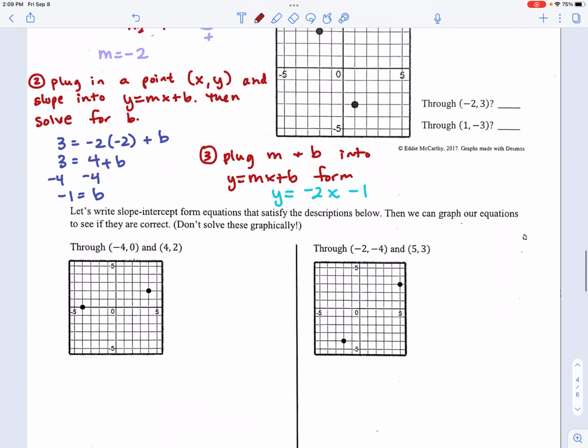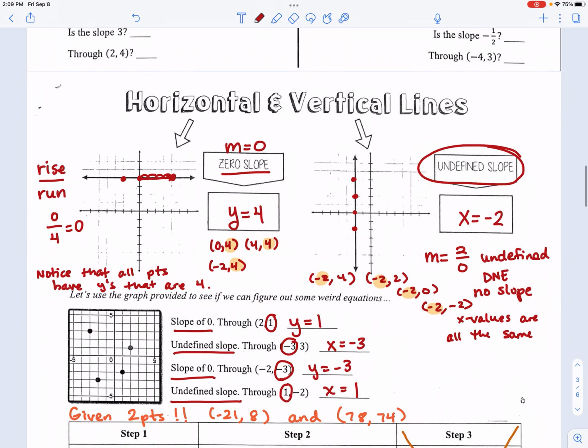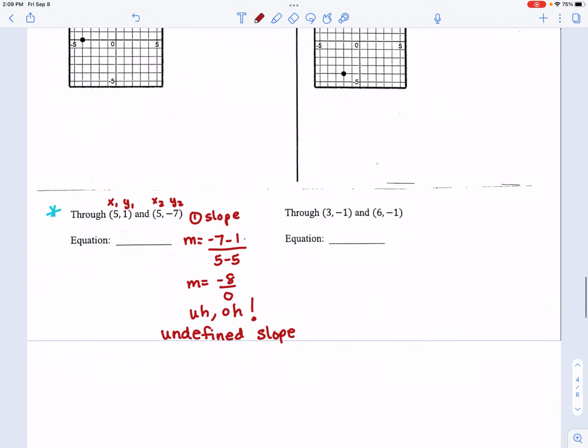And we know from our notes, when we have an undefined slope, x equals is going to be our equation. So I need to go back to my points and look at my x values. Both of my x's are 5. That lets me know that my equation is going to be x equals 5. If we look at the next problem, without even doing any work, notice that both of my points have a y of -1. Right away, I know my equation is going to be y equals -1. You don't even need to do any work for these types of problems.